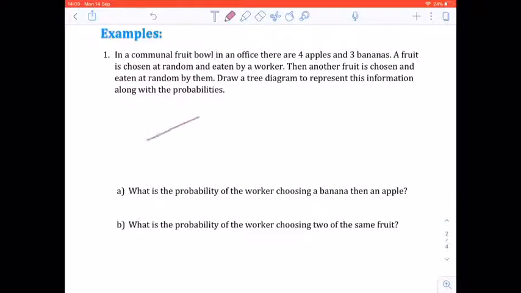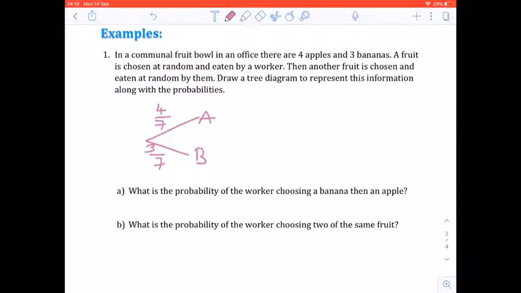So the first 2 branches would be apple and banana. And the probabilities of those two: in total we have 4 apples and 3 bananas, so that's 7 in total. So the denominator is 7 for both. And in the beginning there would be 4 apples, so there's a 4 out of 7 chance of getting an apple, and for bananas 3 out of 7.